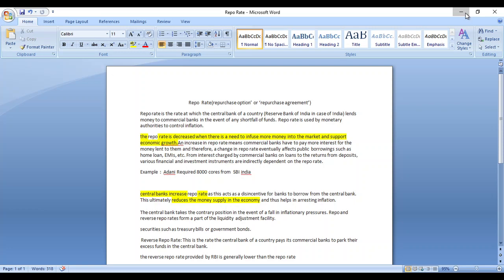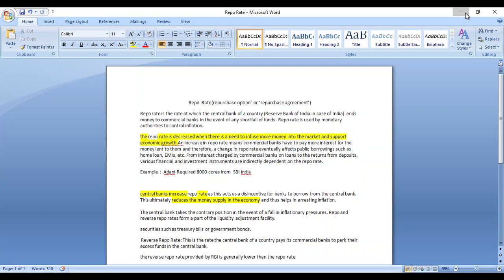What is the use? Suppose the Adani Group borrows money from SBI, they open some industries, and they provide job opportunities to the people. So economic growth will increase. The repo rate has decreased year by year. Why should it be decreased? Because we need to grow our economy. So for that reason, the repo rate should be decreased year by year.